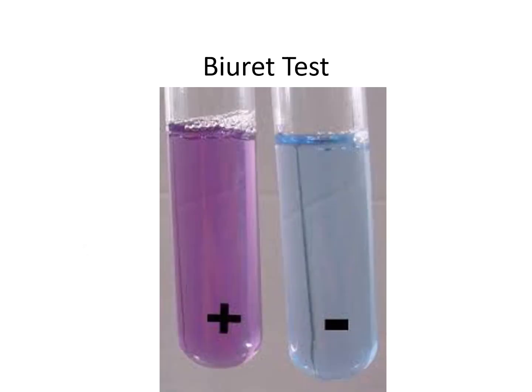The last test you'll be performing in lab is the Biuret test, and this is used to detect the presence of proteins. If the reagent turns purple, that is a positive reaction. If the reagent remains blue, that is a negative reaction.